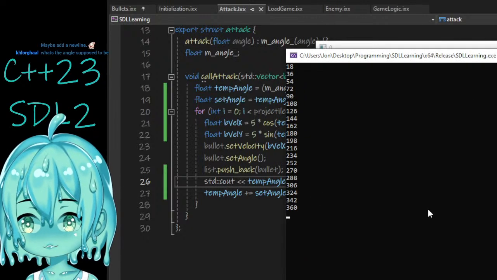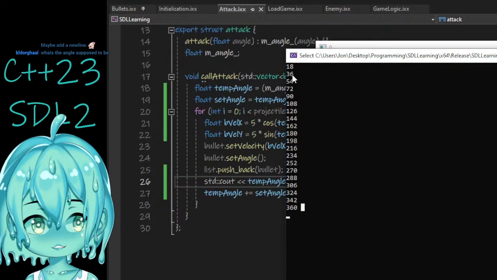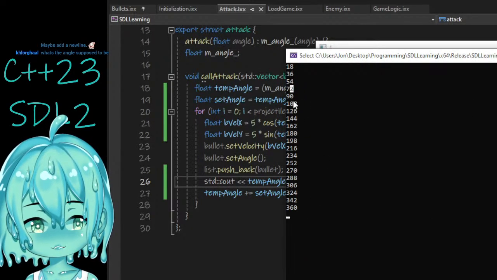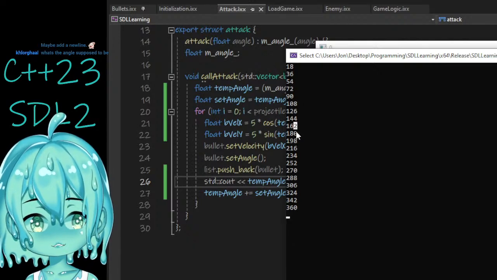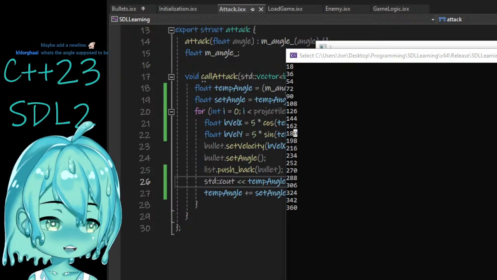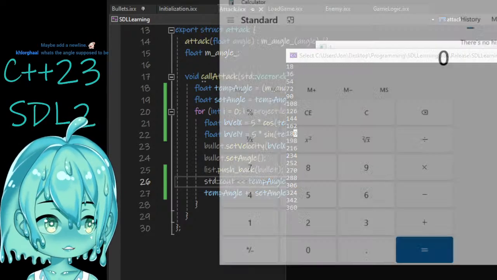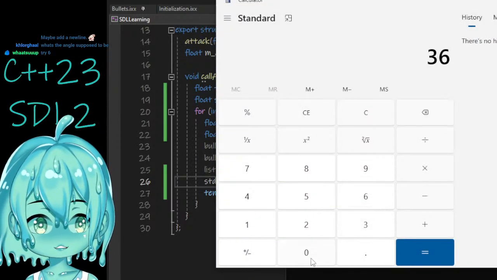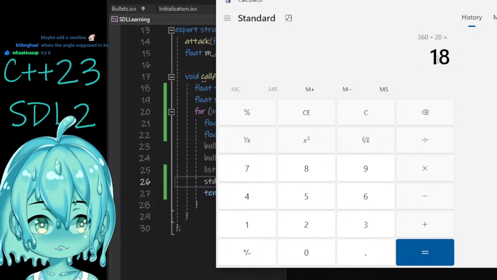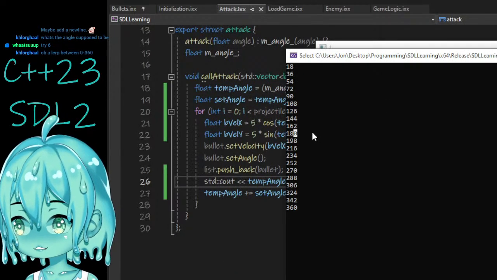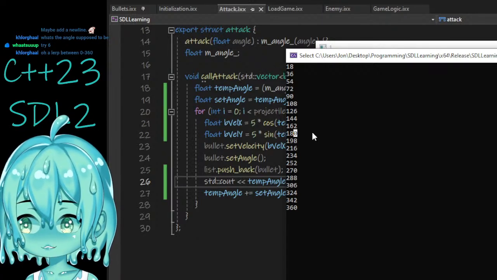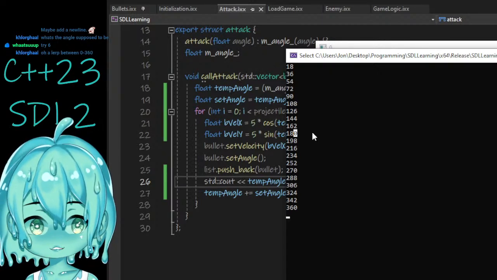This is what prints out when we shoot out our Nova of 20 bullets once. 18, 36, 54, 72, 90, 108, 126, 144, 162, 180. This is correct. Hold on, let's do our math. 360 divided by 20 is 18. So it's 18 degrees per angle. This is correct. Oh, a lerp between 0 and 360? What?